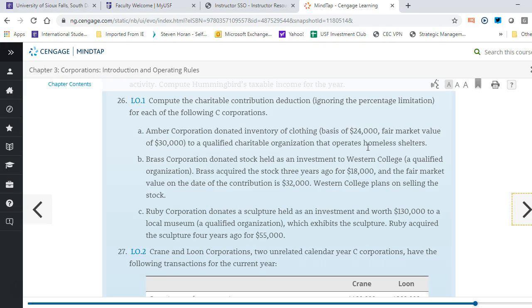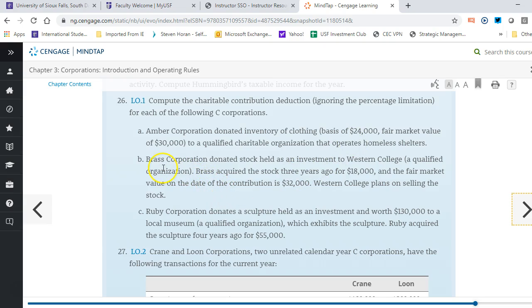So there's a rule here it's mentioned in the chapter. I can take the sum of the basis plus 50% of the appreciation, or I can take twice the basis, and of course I get whatever's lower. So twice the basis is 48, or I take 50% of the difference between the basis and the appreciated value. So 24 to 30 is 6,000. Half that's 3,000. So 3,000 plus 24 is 27. So I take the lower of 27,000 or 48,000. So for part A, the answer is 27,000.